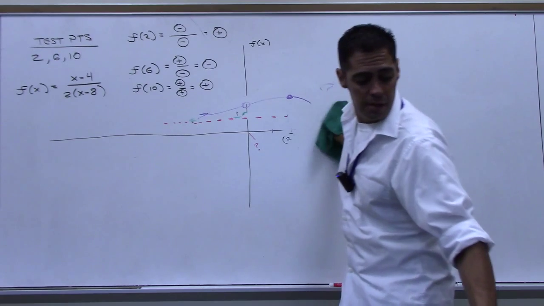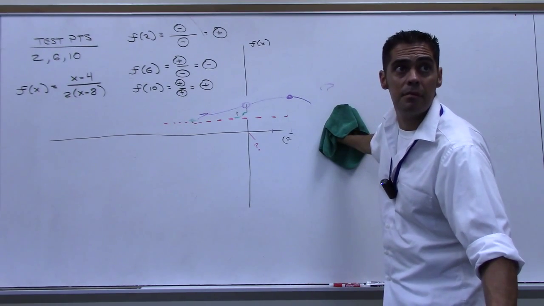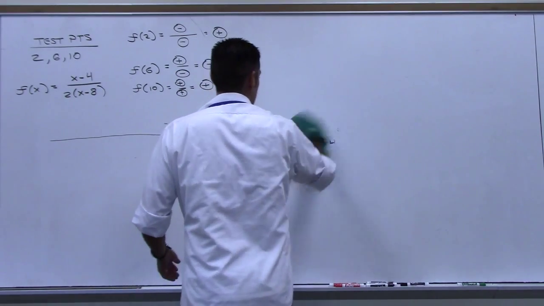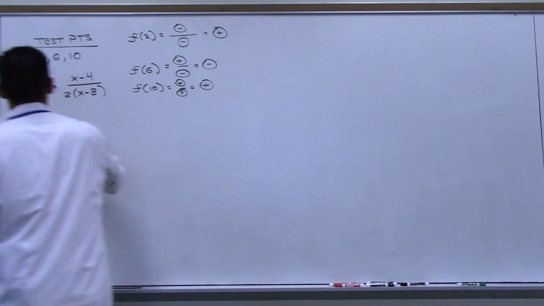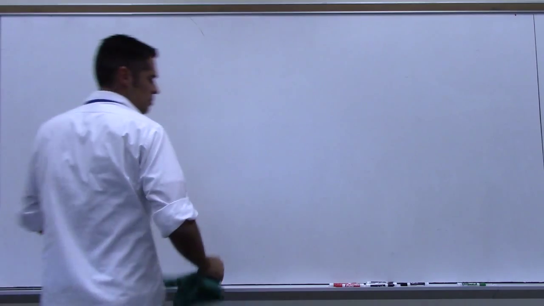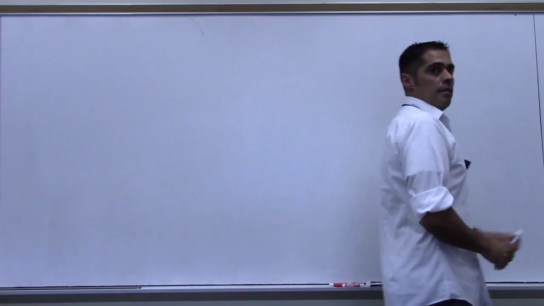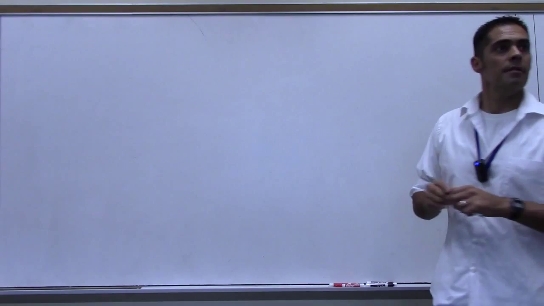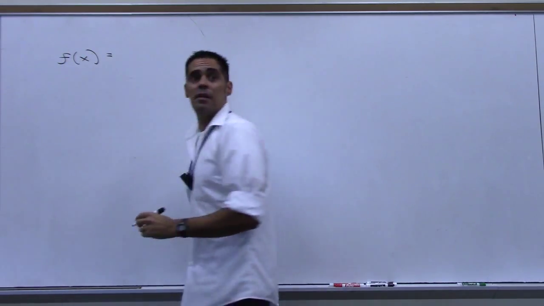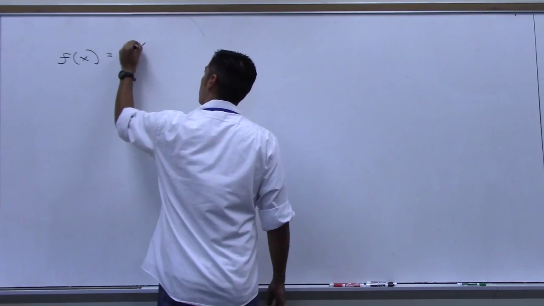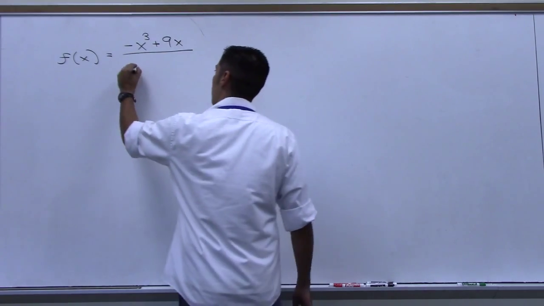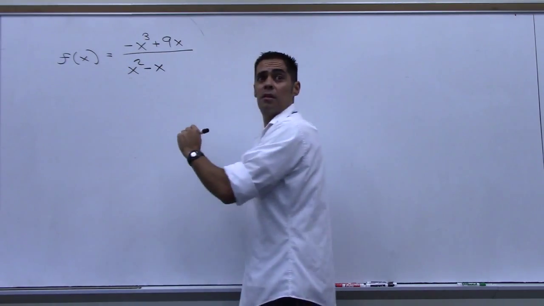Okay, so let's see. That was a type where it gave us a case 3 when we got to horizontal, right? Now let's go and take a look at a problem where we're going to have case 2, I believe. Yeah, case 2. That one didn't take too long, like 20 minutes. All right, f of x equals negative x cubed plus 9x over x squared minus x minus 30.